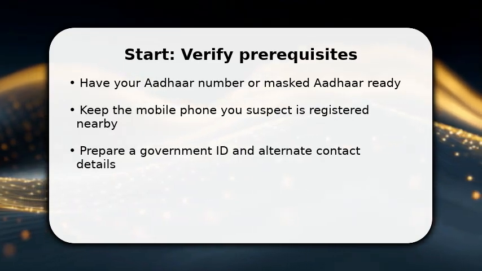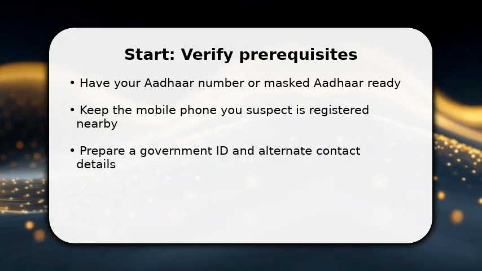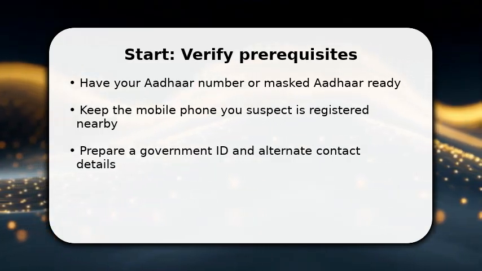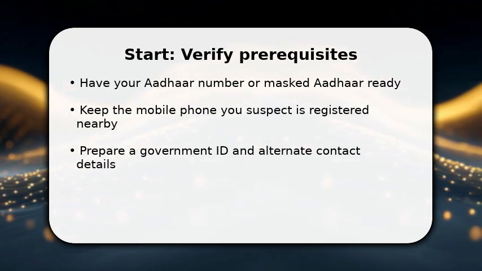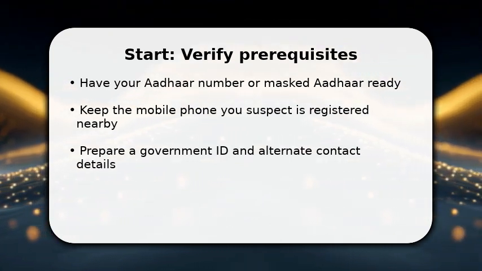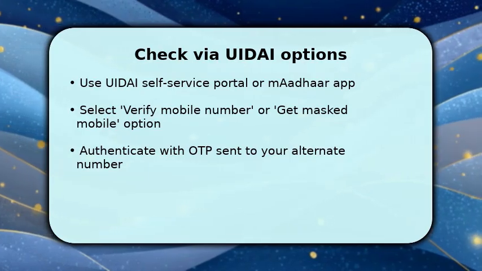Start the process on a secure network and avoid public Wi-Fi. You will need to authenticate for privacy reasons, so be ready for one-time password steps and minimal identity confirmation. Now proceed through the UID or Aadhaar flow to reveal the masked mobile or verify linkage.